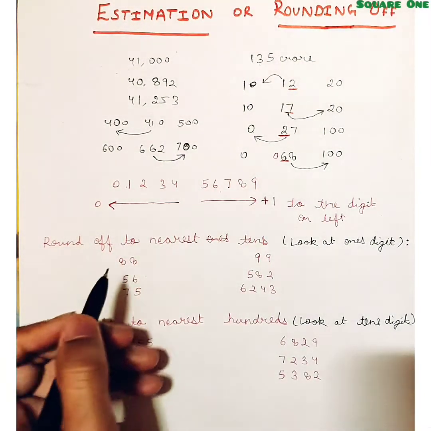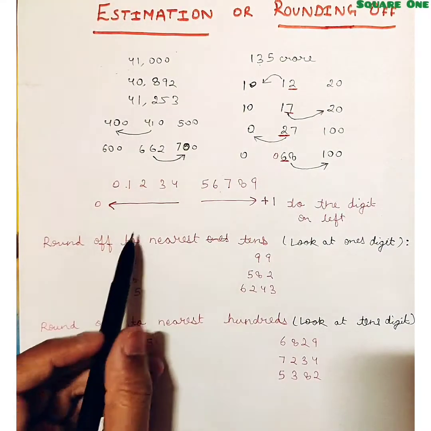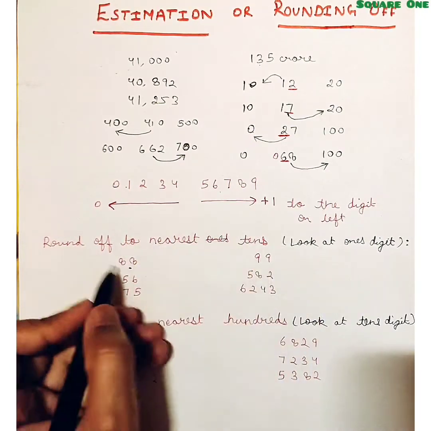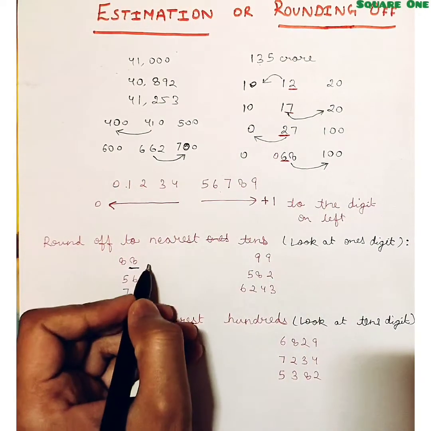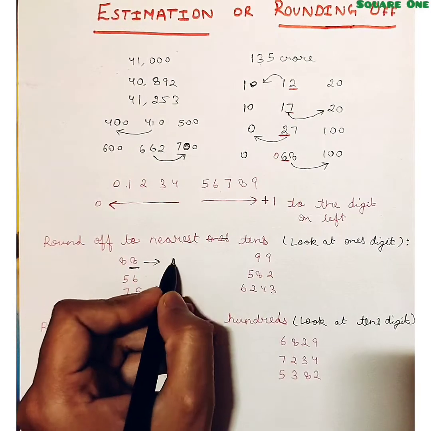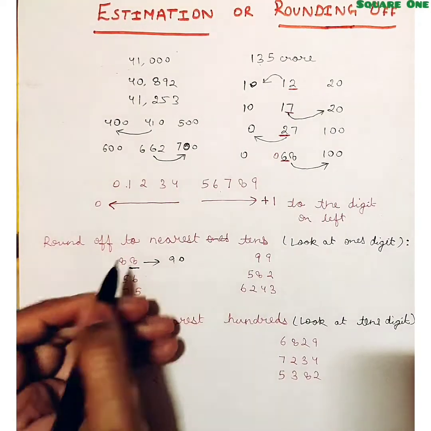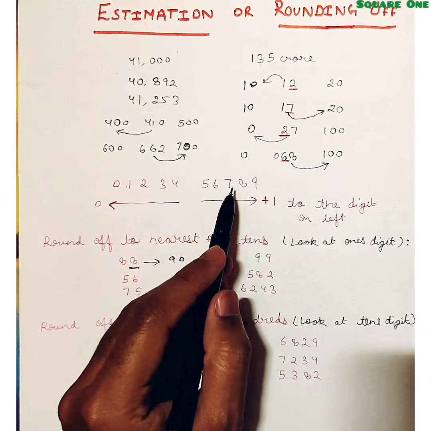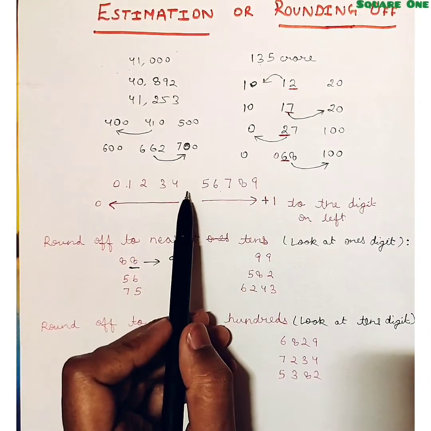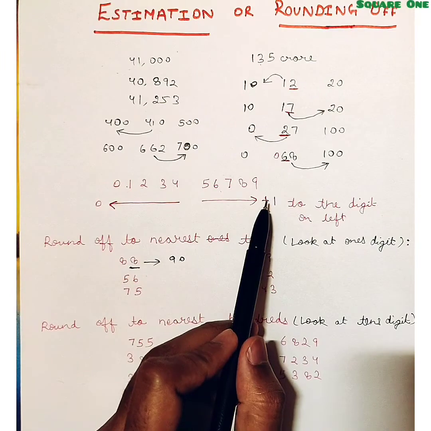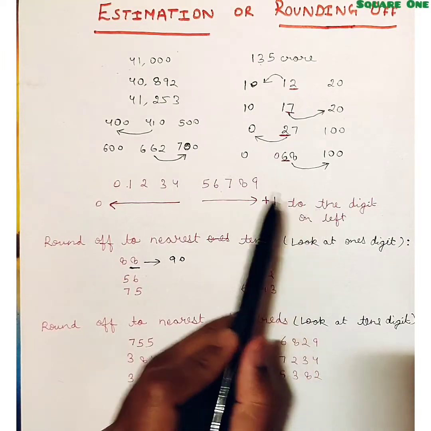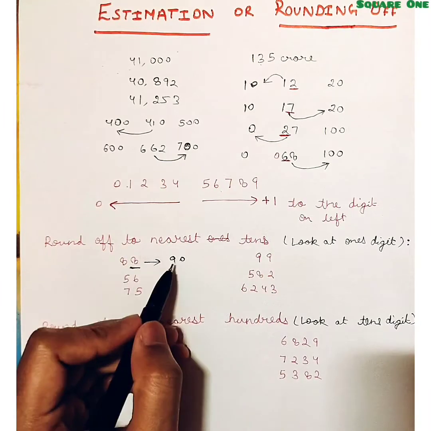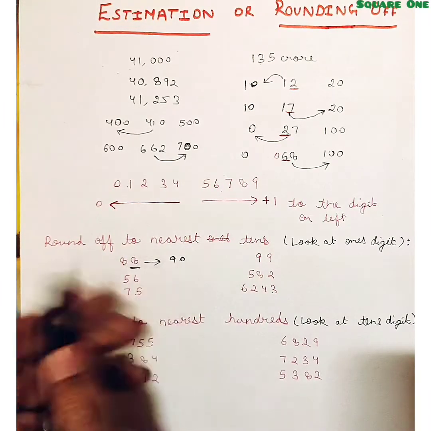Now let us see the questions. You have to round these numbers to the nearest tens. So you have to look at the ones digit. Here we have 8. Now 88 becomes 90. What I am doing here is whenever the numbers are 5, 6, 7, 8 or 9, that means any number that is greater than 4, we add 1 to the digit on the left. That means 1 is added to the digit that is on the left and 8 becomes 9. The rest of the digits become 0.